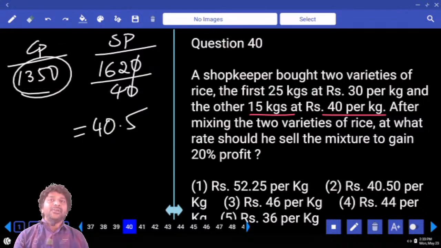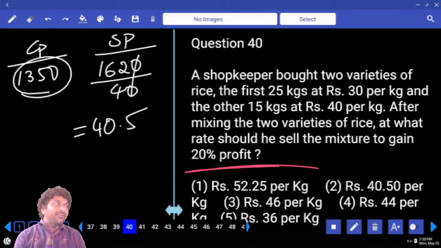This is the process, and you definitely need to use your pen. In the previous case, whatever I discussed, you don't need to use your pen. Using mental calculation, you can get it. 20% profit means 120%. It should be a multiple of 3.